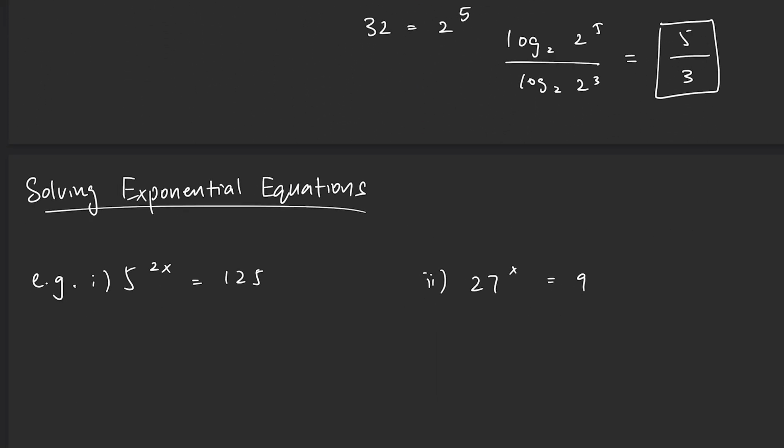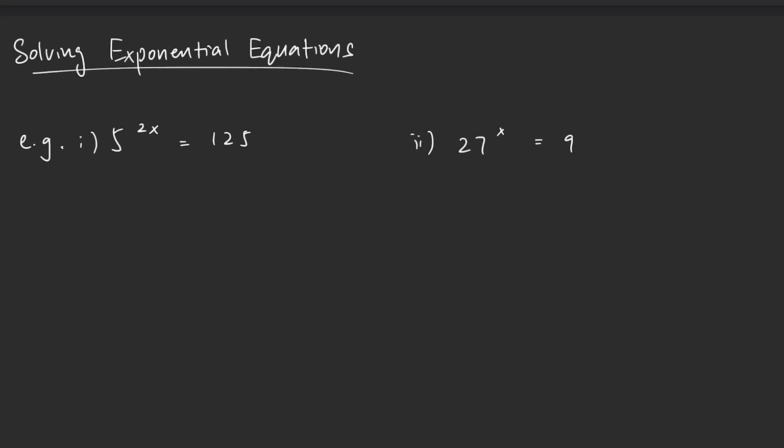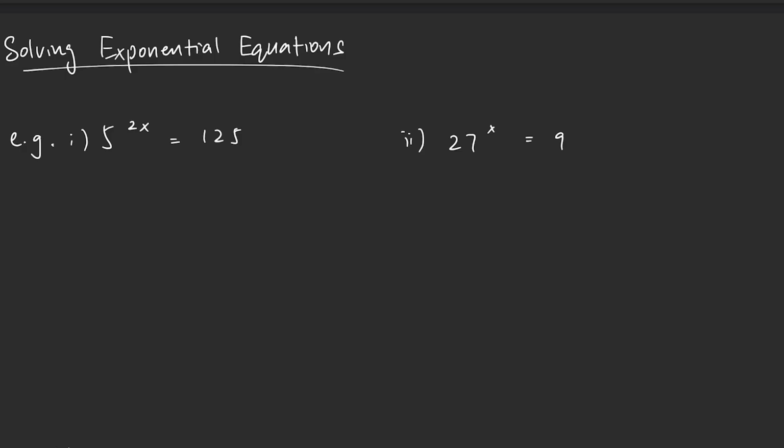Now we can move on to solving exponential equations. Essentially, we just have our variable in the exponent and we want to find the value of our variable. So here we want to find x, for 5 to the power of 2x is 125. Most of the time you will be able to spot that the two numbers have the same base. So for example, here we're able to make this a common base of 5.